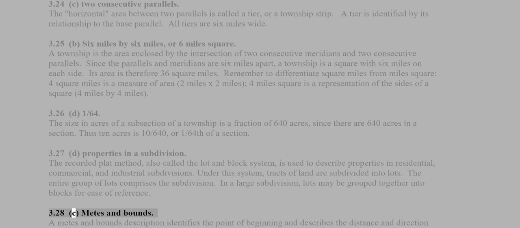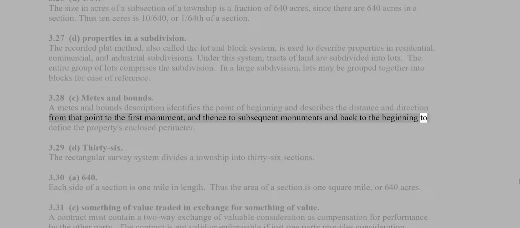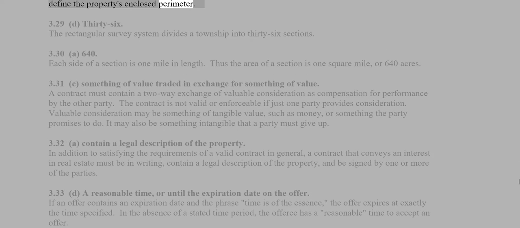3.28 C. Metes and bounds. A metes and bounds description identifies the point of beginning and describes the distance and direction from that point to the first monument, and thence to subsequent monuments and back to the beginning to define the property's enclosed perimeter.